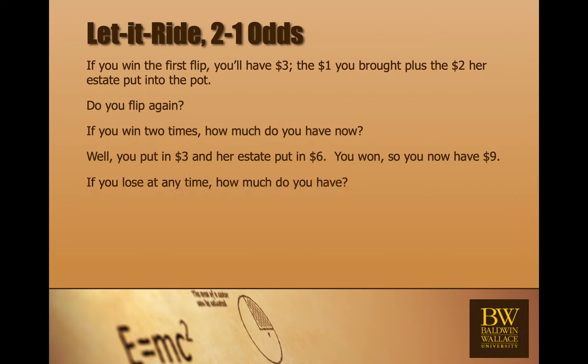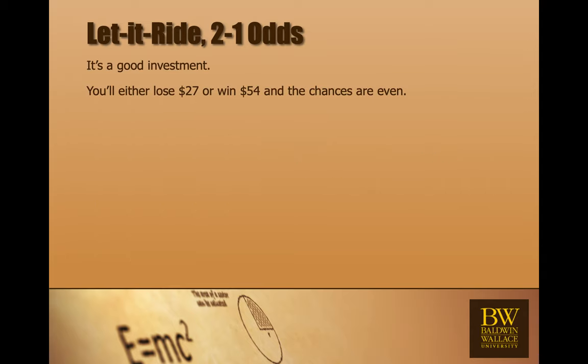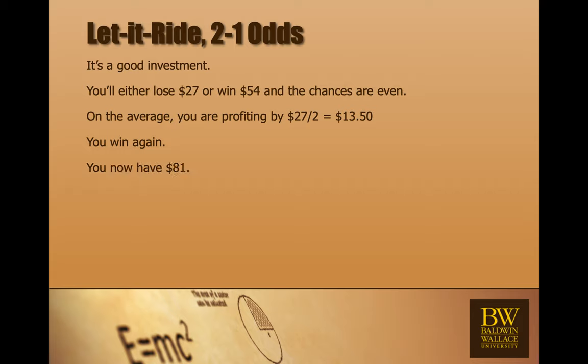If you lose any time, you got nothing because you went all in. If you do win 3 times in a row, you got 27. You're going to risk that? Her estate's putting in 54. It's 50-50. On the average, you're making $13.50. You win again. You got 81 now, 27 plus 54.